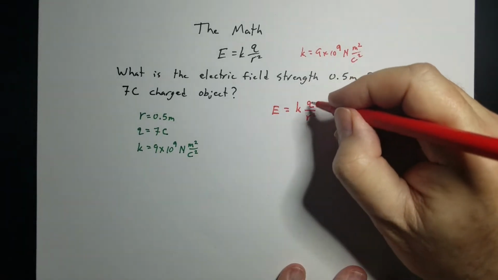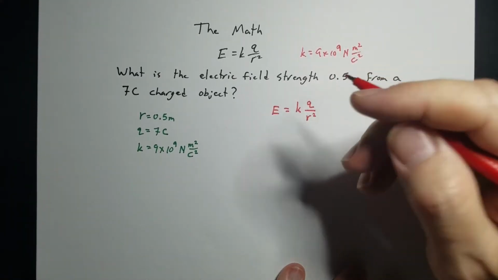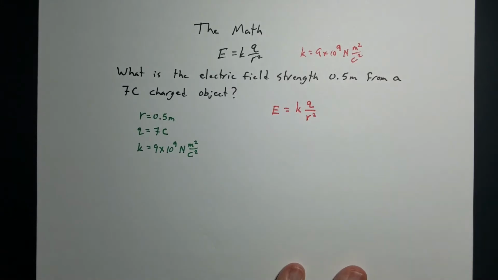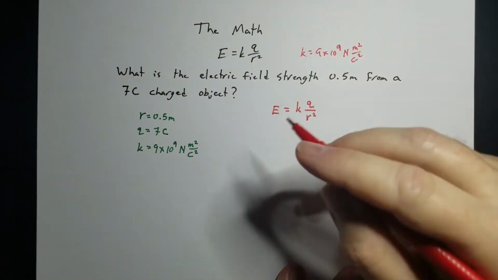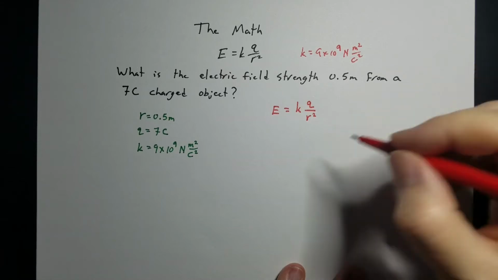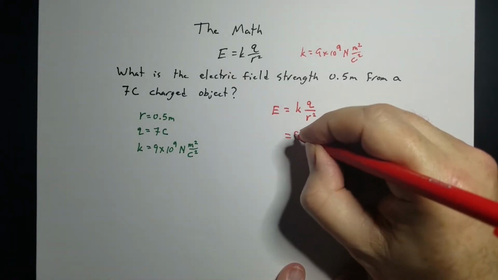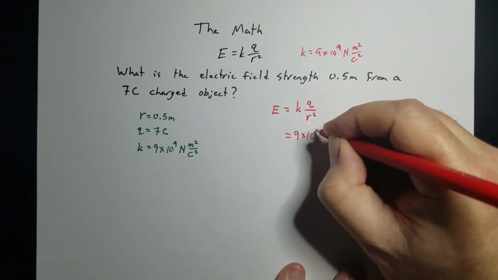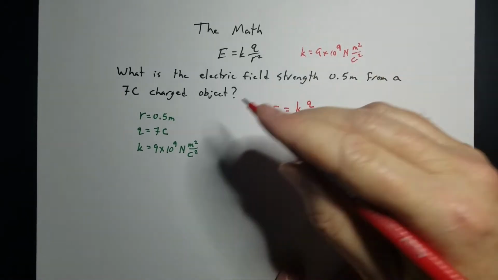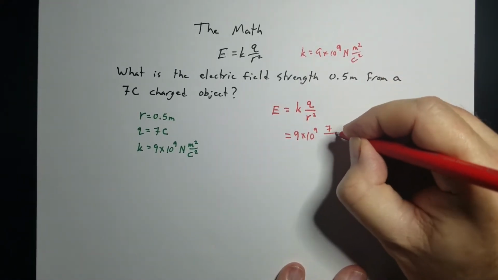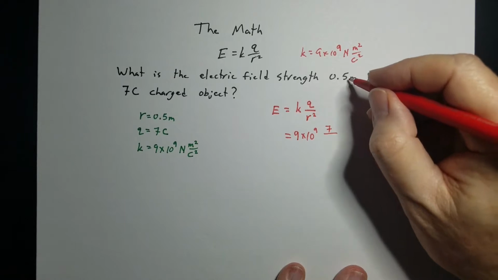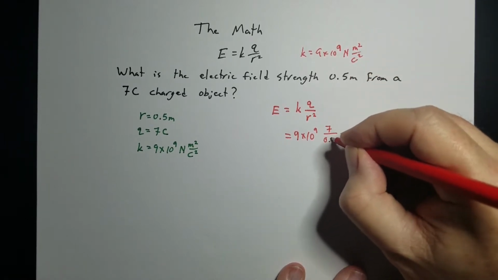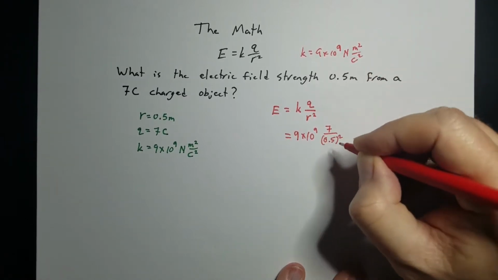Now, a lot of times you'll see people use absolute values for this. And I can understand why. It's because we're just looking for the value of the strength. They don't really care about the direction, but I think the direction is important. So I am not going to put absolute values on here. We're going to go ahead and keep the sign as is. So we get 9 times 10 to the 9th times the charge, which is 7 coulombs, divided by how far out we're going to look. So we're looking at half a meter away from the charge.